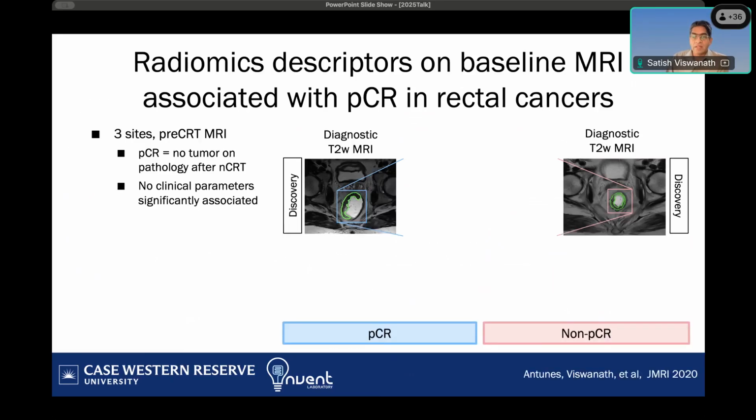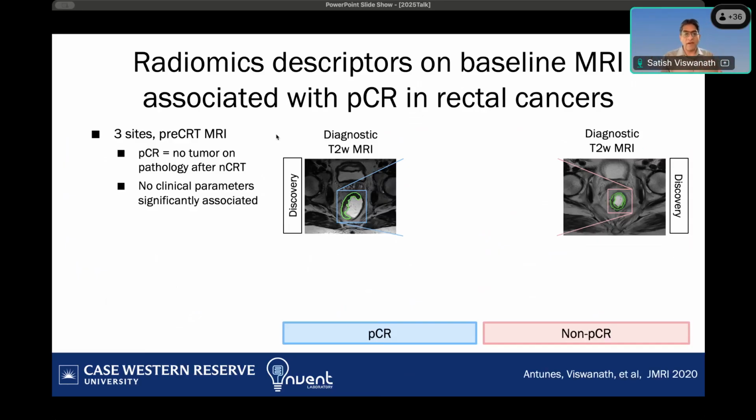So, for example, this first study is in the context of rectal cancer. We had a cohort of patients who had pre-treatment MRIs. This is the MRI taken prior to any treatment. And then what we were trying to do is predict what happens after therapy. So after they undergo neoadjuvant therapy, how well does the patient actually respond to therapy?